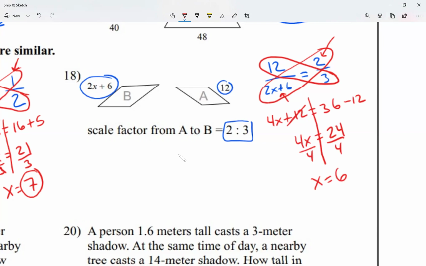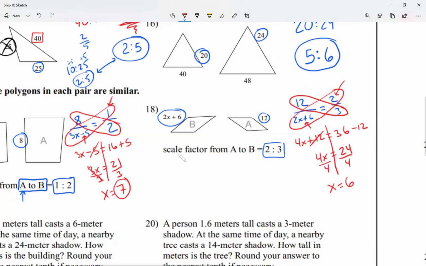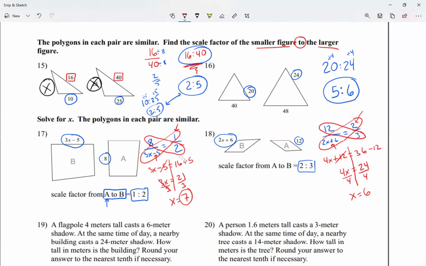All right, so the first question was not too bad. That first assignment, not too bad. So that's how we do scale factor.